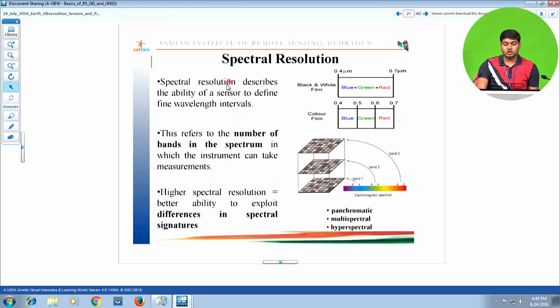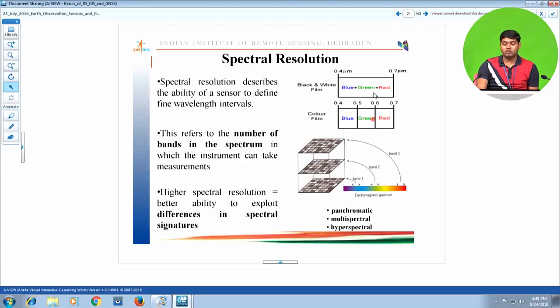Now coming to spectral resolution, as I told you, it describes the ability of the sensor to define fine wavelength intervals. This refers to the number of bands in the spectrum in which the instrument can take measurements. Higher spectral resolution means better ability to exploit differences in spectral signatures. Normally it is categorized in 3 types: panchromatic, multispectral and hyperspectral. Panchromatic is normally a single band camera which uses the wavelength range from visible to near infrared.